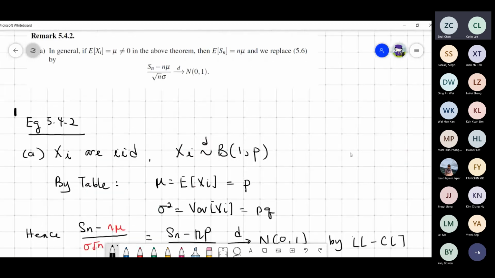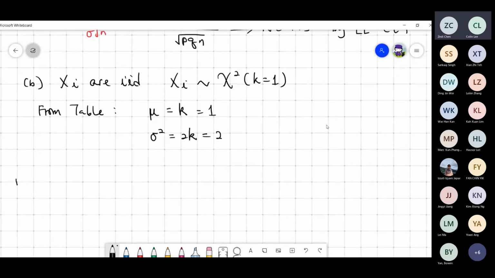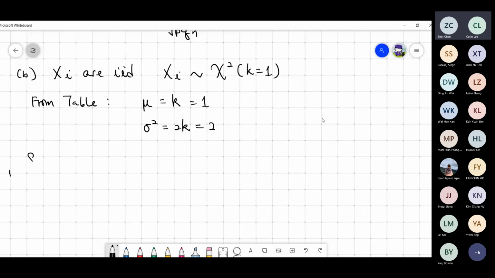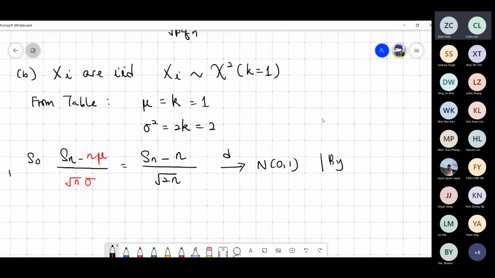Then we apply the same formula here. Sn minus n mu over square root of n sigma square will converge to the standard normal distribution in distribution. So in our case, that is Sn minus n over the square root of 2 multiplied by n. So this will converge to the standard normal distribution in distribution. Again, we can directly apply the first version of our central limit theorem. Actually, we just need to consider these conditions and make sure this is neither 0 nor infinity.